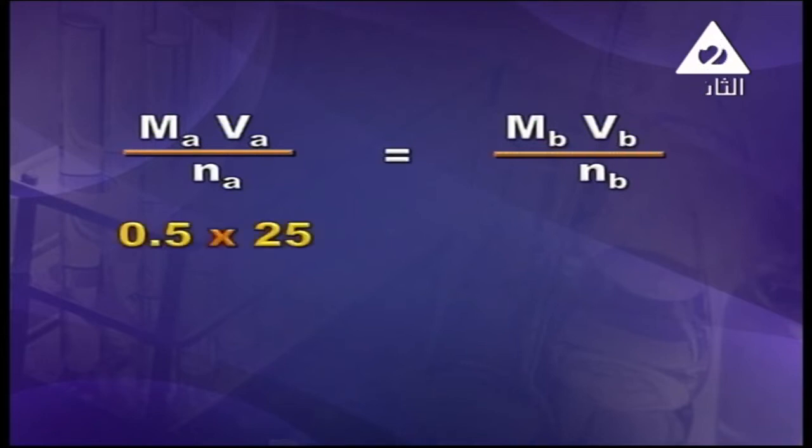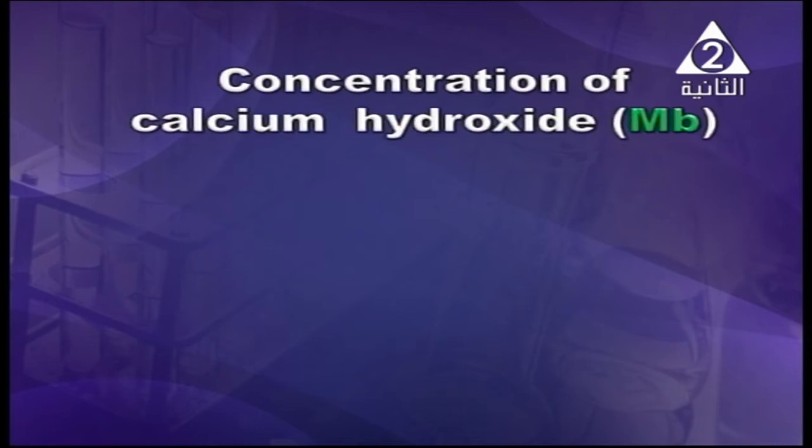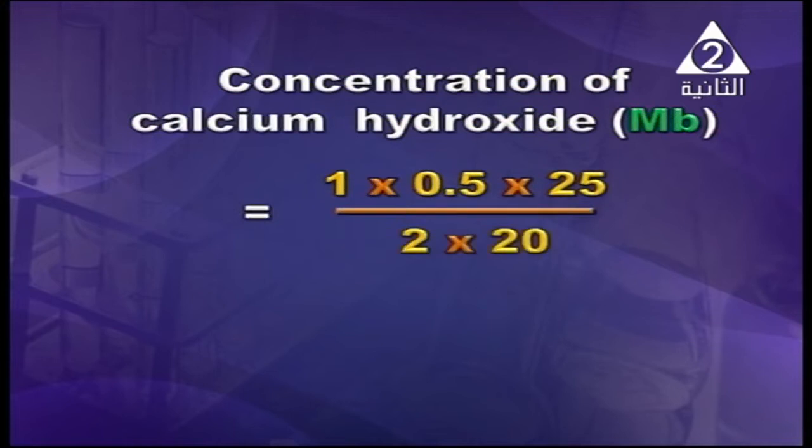Also, I can say for this case 0.5 by 25 over 2, because 2 HCl, 2 molecules. The other side, Mb by 20 over what? Over 1. 1 what? 1 mole of the base. Cross multiplication for this, find the answer. Concentration of calcium hydroxide, it means here Mb. Mb equals 1 by 0.5 by 25 over 2 by 20.